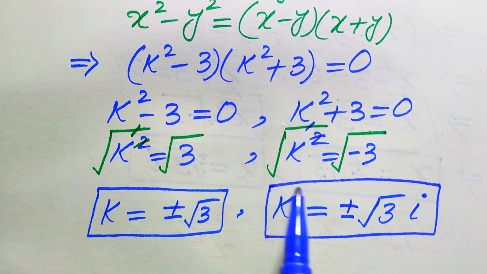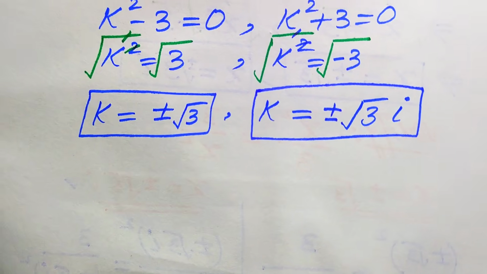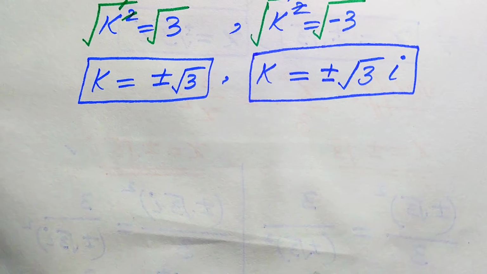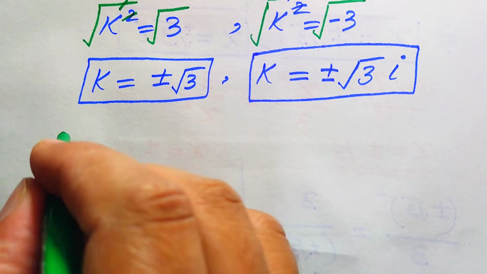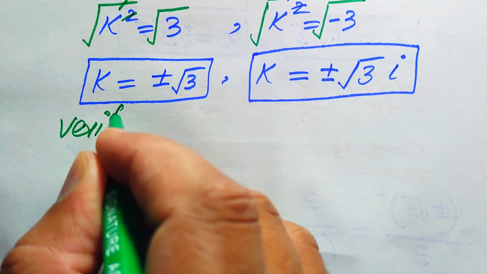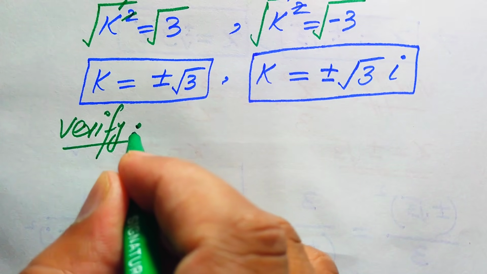So you see that in this method we will get here, these are the four roots of the given equation, in which two roots are complex roots and two roots are real roots. And now in the next step we need to verify whether these roots are solutions or extraneous roots.